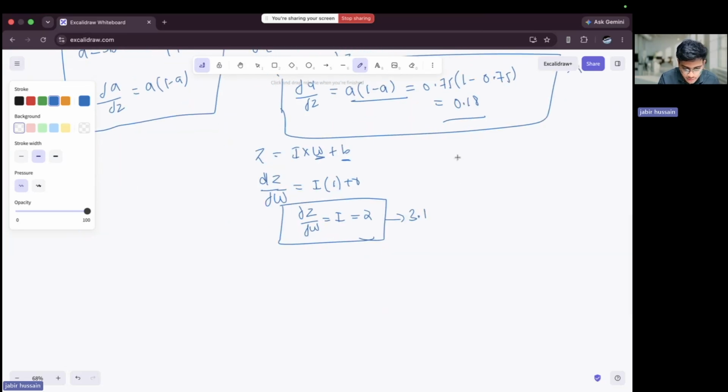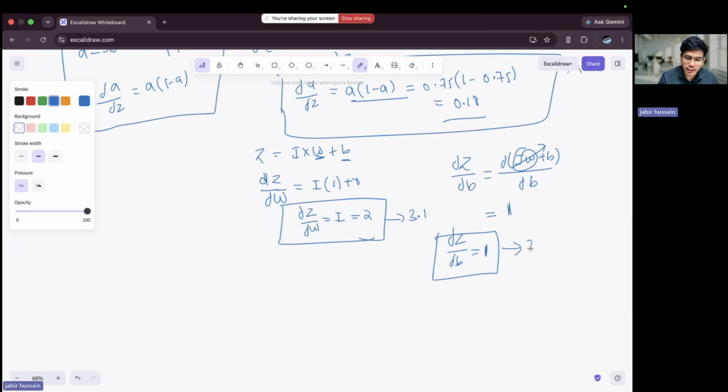Now another derivative is how z is changing with respect to b. Okay, so d of (iw plus b) divided by d of b. It will give you 1 because this thing is constant. Constants are 0. So it will be 1. So here dz by db is equal to 1. That's it. This is our derivative 3.2.